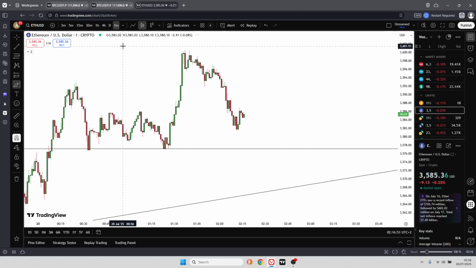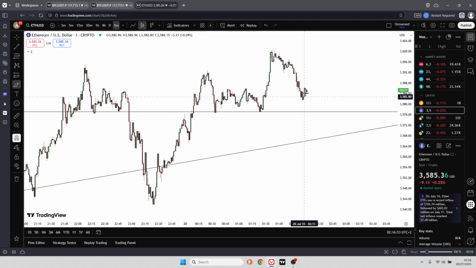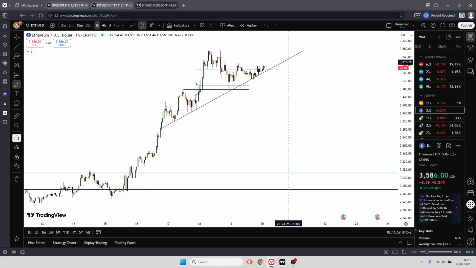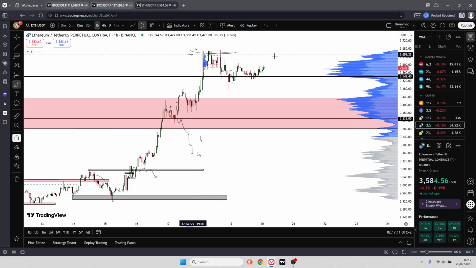When we just look at this on a lower time frame, yeah, it could revert back to these highs quite fast. And when we look at this on a 1 hour, it has this current high, which if we break this, we could end up retrieving back to those previous highs. So that will be it for ETH as well.